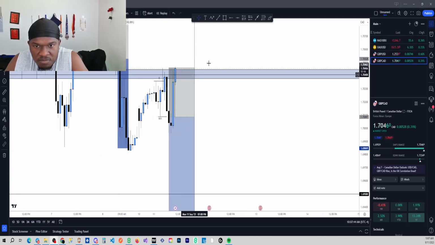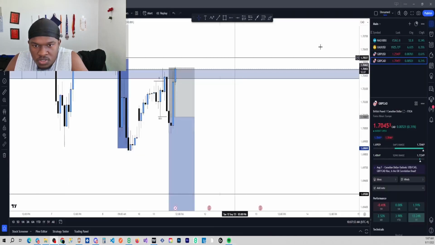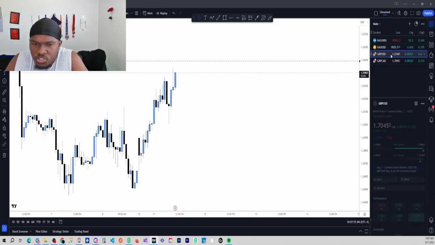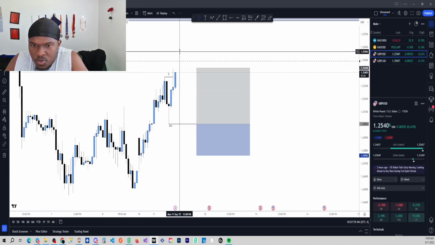All right, guys, we have been stopped out on this GCAD trade. On MetaTrader, I'm still in this trade, but I pretty much got stopped out. So, yeah, we're just going to look for another trade on GU. There's a potential trade forming. Just have to wait for this 1 hour to see where it closes.